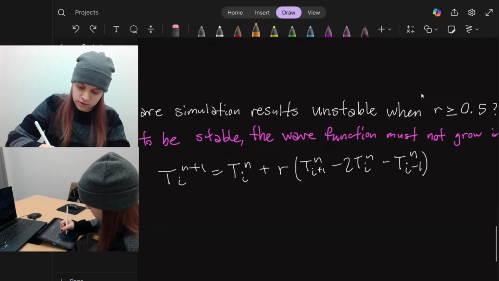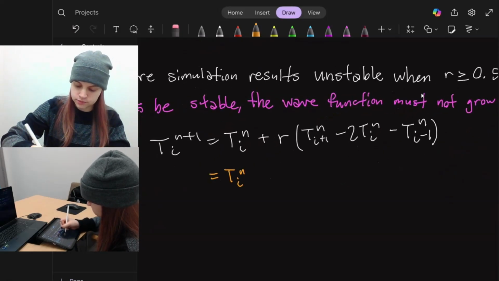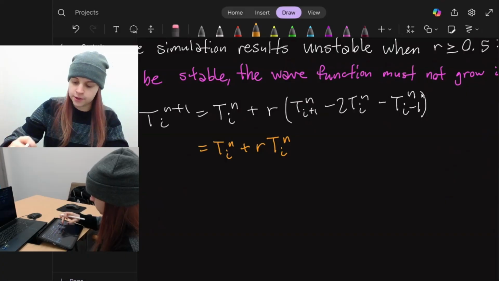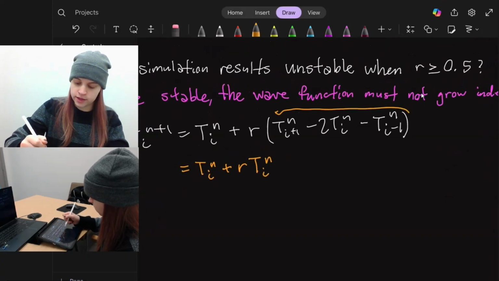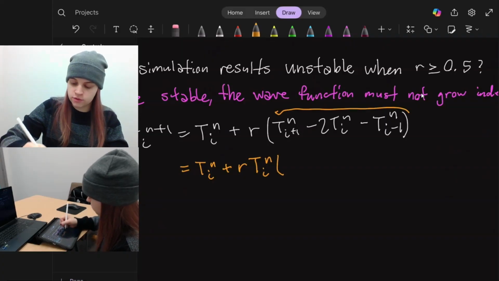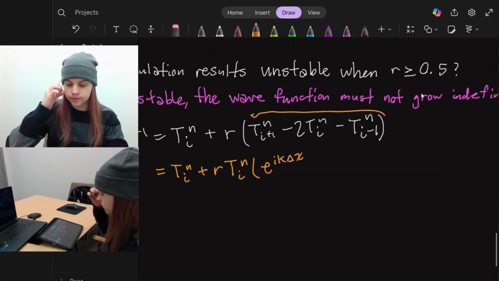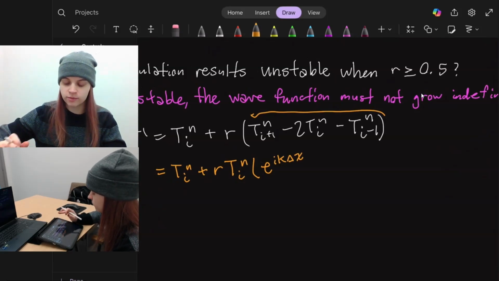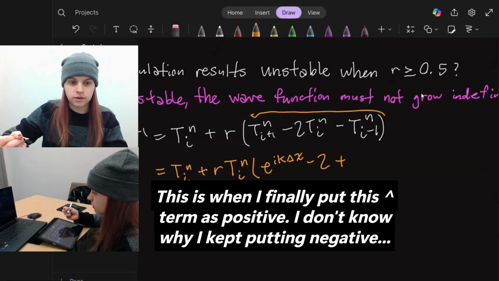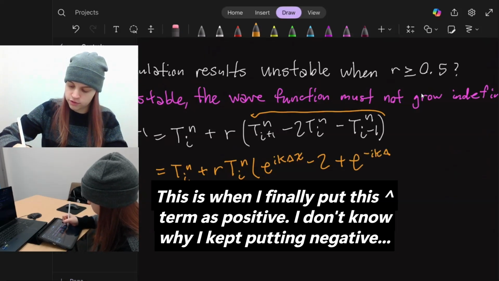So then we can also write this as Ti^n plus r, so that stays the same. I'm going to pull out a Ti^n from here, pulling that out of the parentheses. And what stays inside the parentheses is e to the i k delta x. Again, I'm not going to explain exactly where those Euler numbers come from. Minus 2, and then plus e to the negative i k delta x.